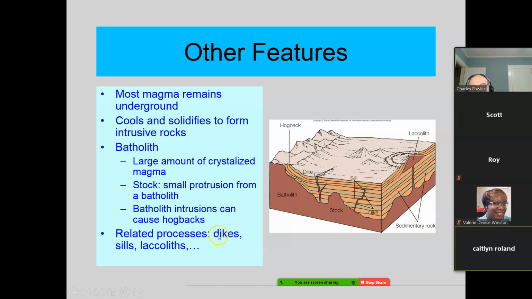Anyway, a dike is a very narrow, thin vertical intrusion, whereas a sill is when the dike finds a weakness in the horizontal layers and you form horizontal layers of igneous rock.